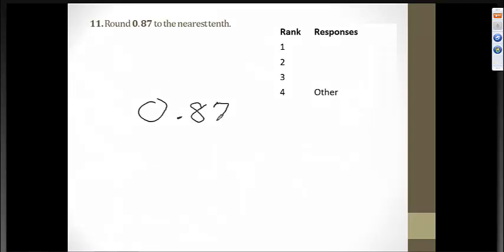All right, our number is 0.87. Again, the 0 is in the ones place, the 8 is in the tenths place, and the 7 is in the hundredths. So I am rounding to this place right here. What that means is I have to look at the digit to the right of it. The digit to the right happens to be a 7. What that means is I'm going to add 1 to this place, and then everything else to the right becomes a 0. So my answer is going to be 0.9. What if there was a 9 where the 8 is? What happens then? Yeah, it would become 1 or 1.0.